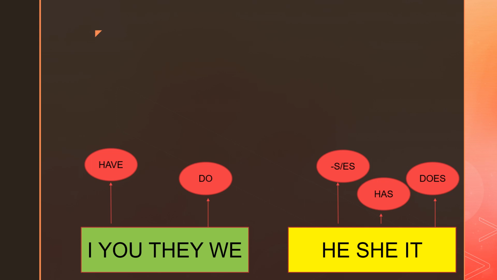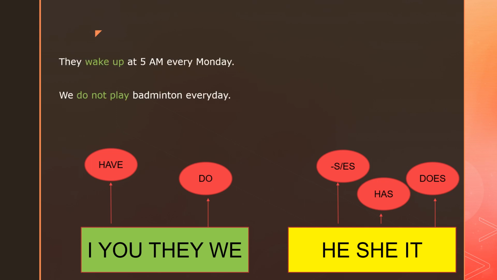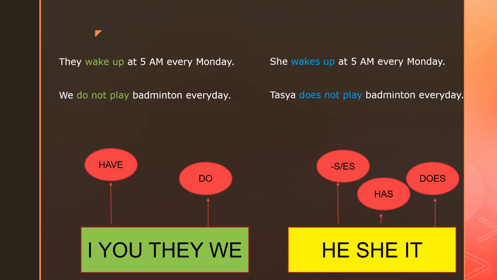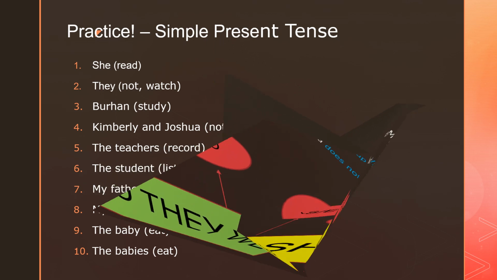Please now compare these sentences to these sentences. They wake up at 5 a.m. every Monday. She wakes up at 5 a.m. every Monday. We do not play badminton every day. Tasha does not play badminton every day. Hopefully, now you have a better understanding about simple present tense, about how to formulate a sentence correctly using simple present tense.